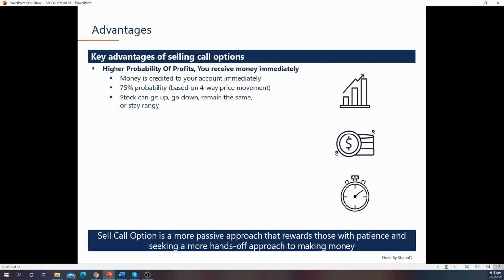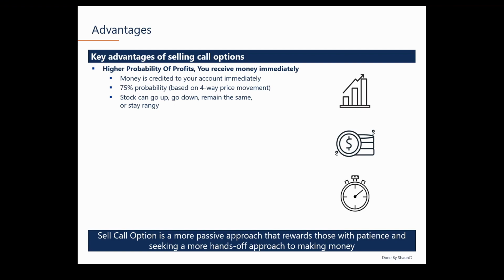So there's 4 ways this can turn out. American Airlines can go down, it can stay the same, or it can stay rangy. For all 3 scenarios, our option will expire worthless, right? And in the last scenario, if American Airlines goes above $25, that is when we start to lose money. So you can see that in 3 out of 4 of the scenarios we make money, and we only lose money in the last scenario.